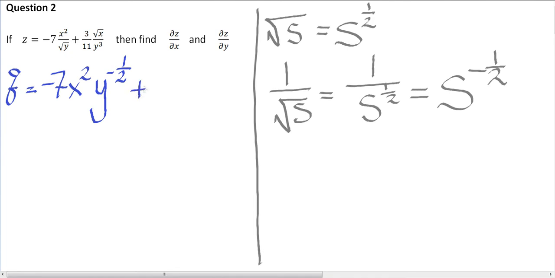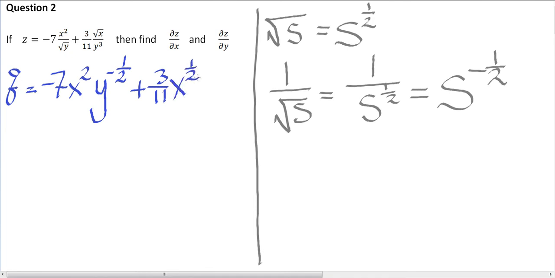Now the next term, I'll have 3 over 11. Now that's square root of x. I'm just going to keep that, x is on the top, so I don't need to change the sign of any power. It's on the top, but I'm going to rewrite the square root of x as x up to the half.